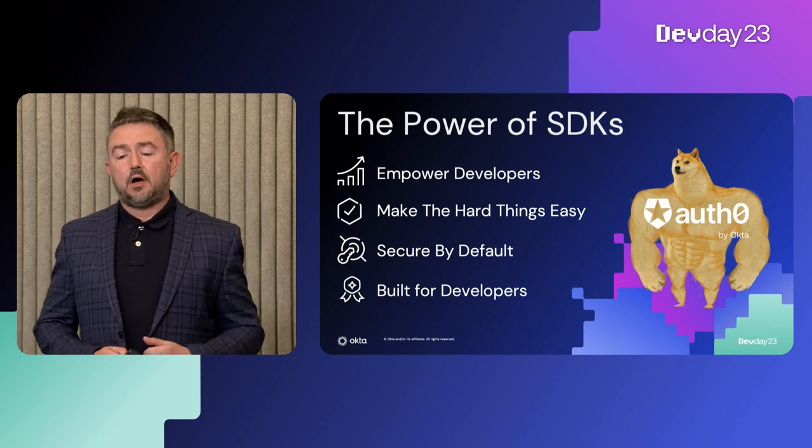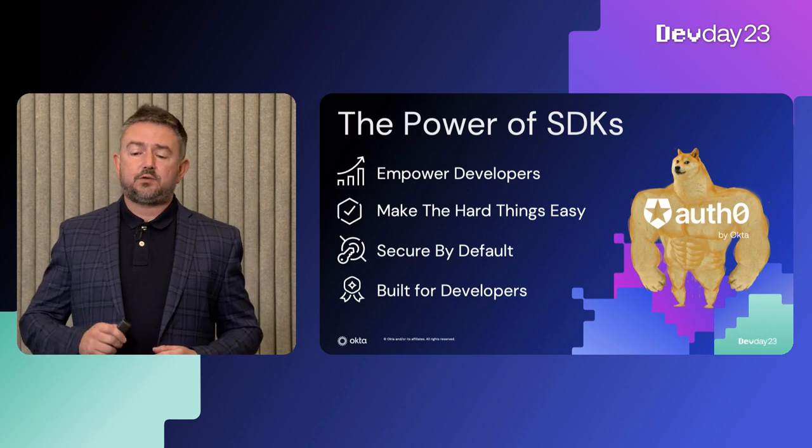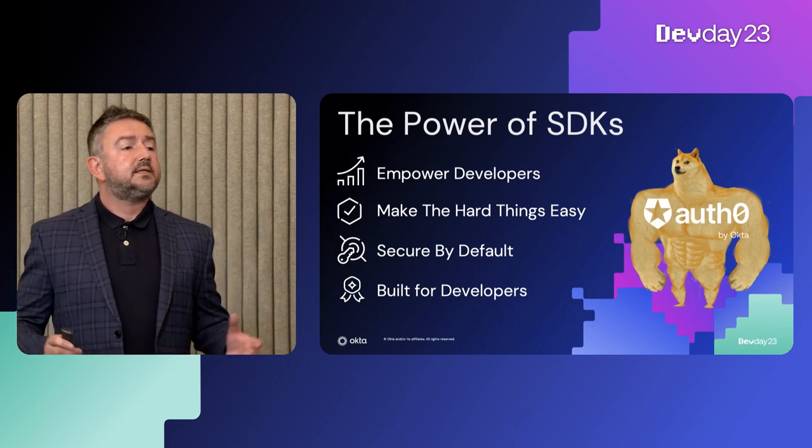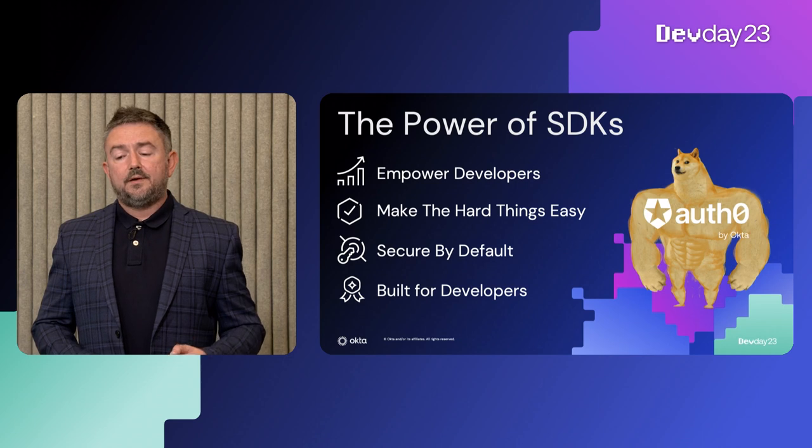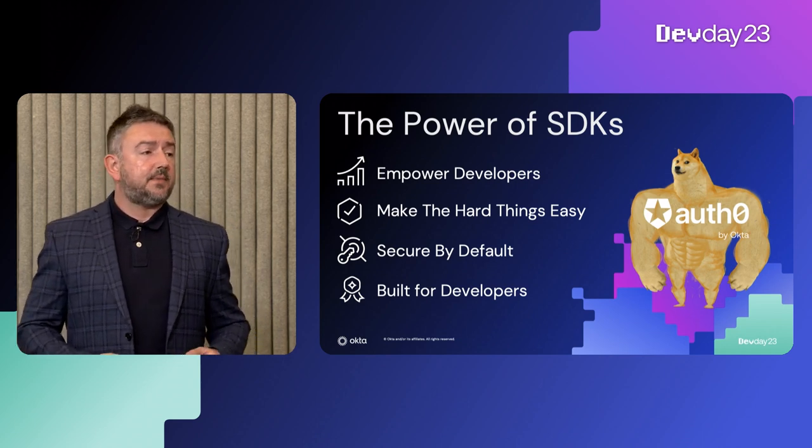Maintain focus on the outcomes and deliver the happy path that just works in a few lines of code. Set developers up for success and enable them to realize value faster and know that both they and their users are secure by default. All of this combined will play a big part in building trust and help drive that essential developer growth. We deliver over 40 identity SDKs across a multitude of languages and frameworks. Our SDKs are built for developers, and with over 73 million downloads a month, I like to think we must be doing something right. That is the power of our SDKs.